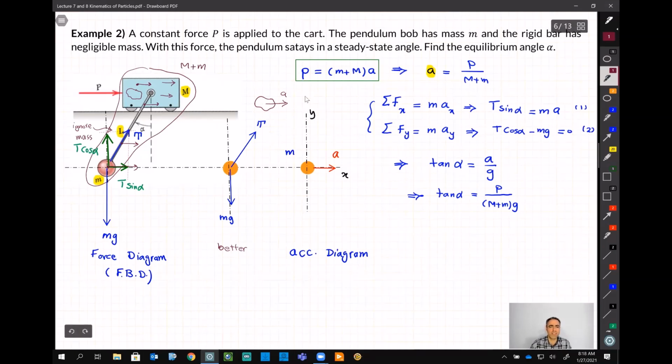And now you look at this, the whole thing here. So let me get rid of that. Now you look at these two diagrams, and you agree that this mass m is not going to come down or go up. Why? Because the question says, with this force, the pendulum stays in a steady state angle. I hope it clears, but if not, I can explain more.